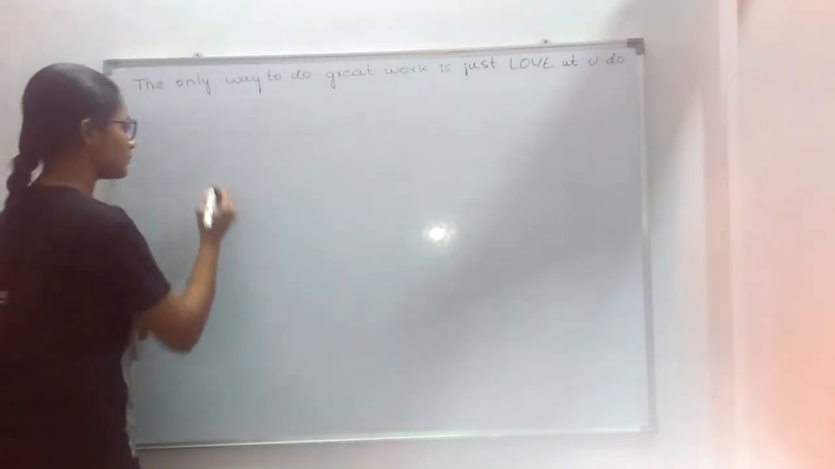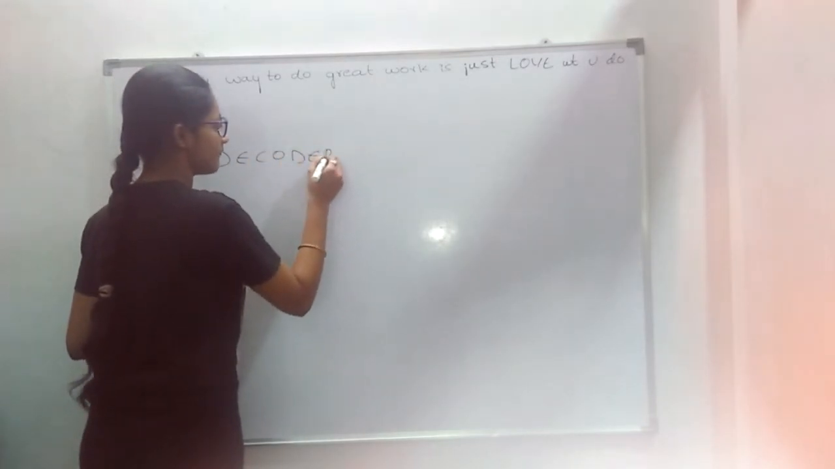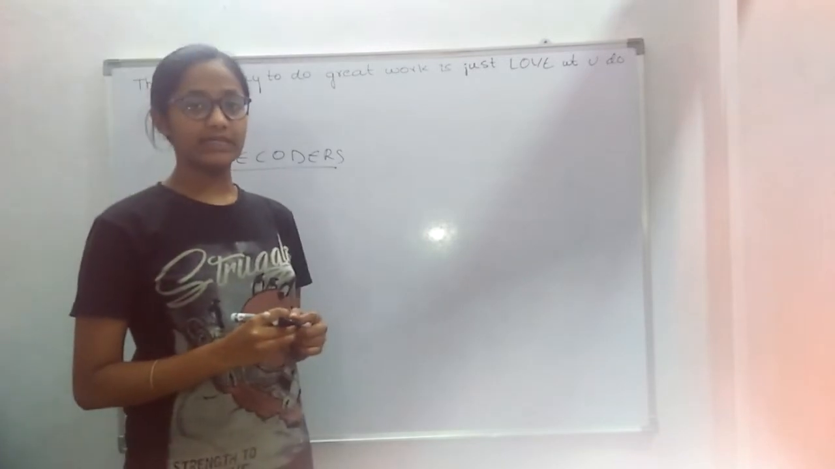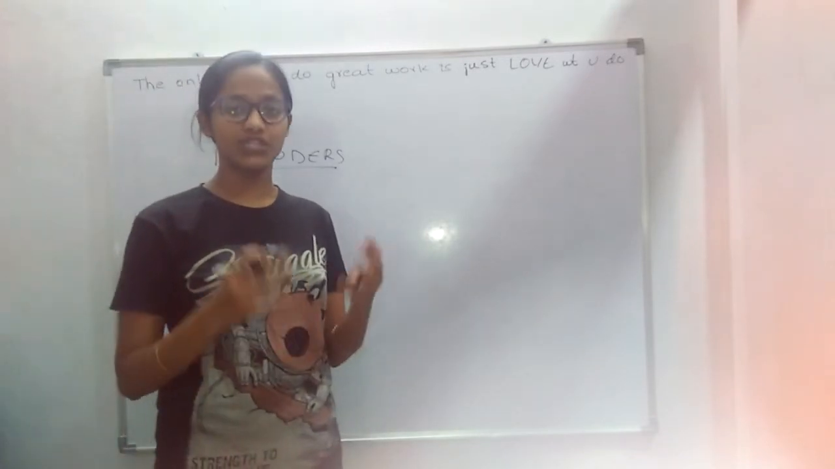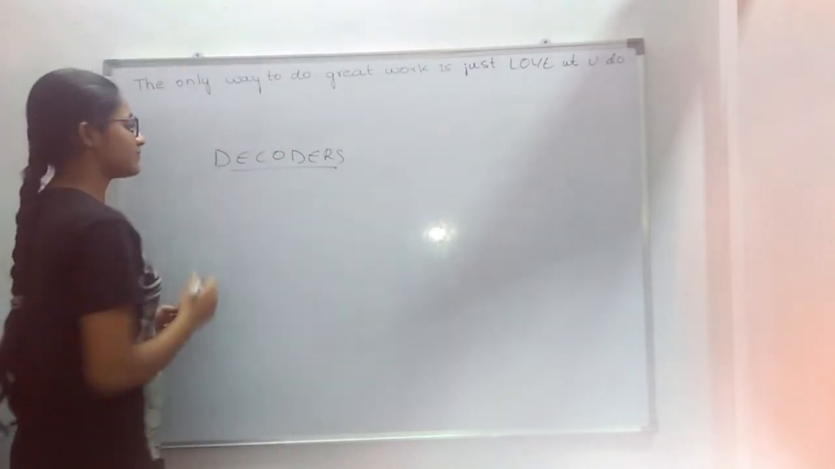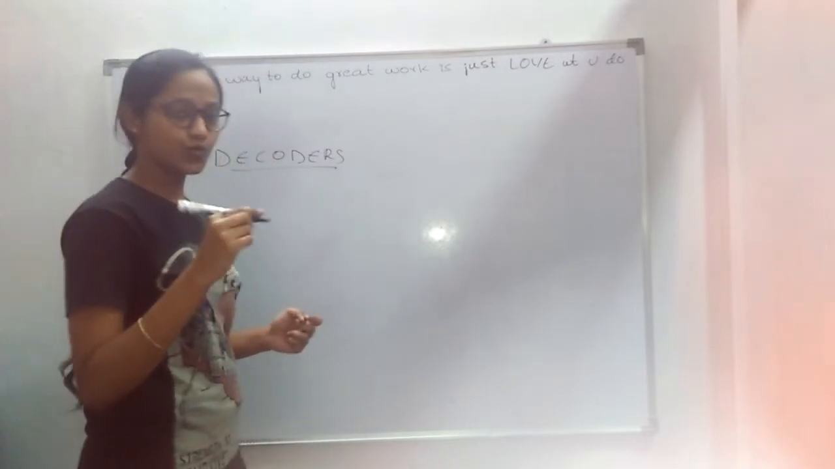Okay, let's come to the topic. Decoders. So what is the decoder? It is nothing but getting the original form, the original information, back from the encrypted form which we obtain from the encoders. So what is the encoder?